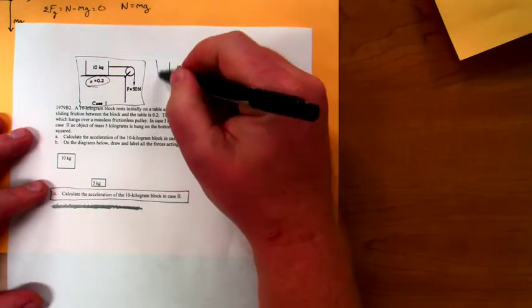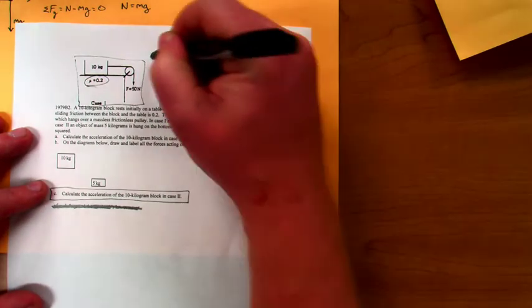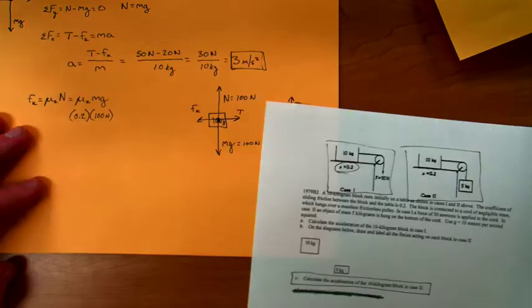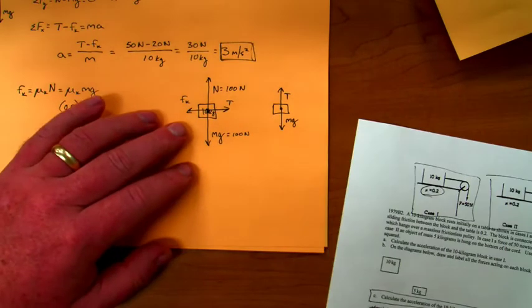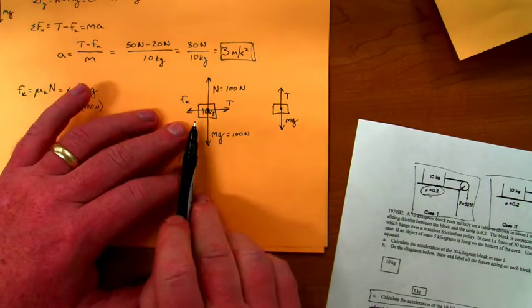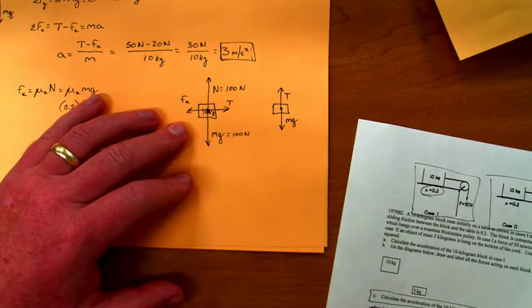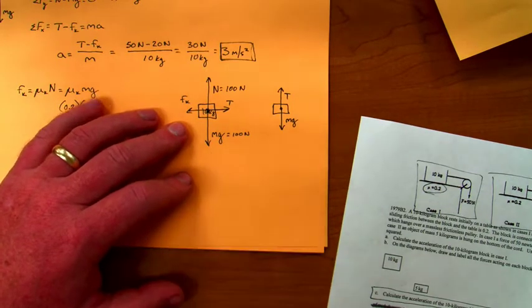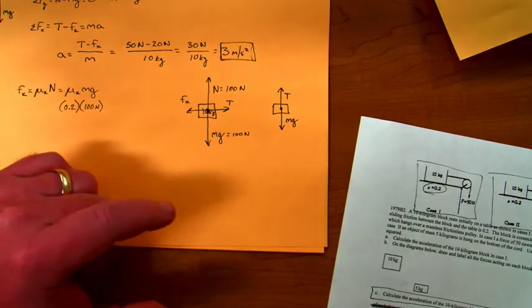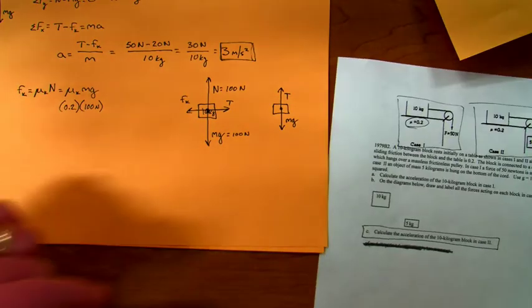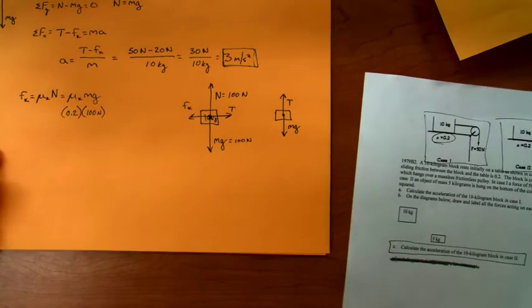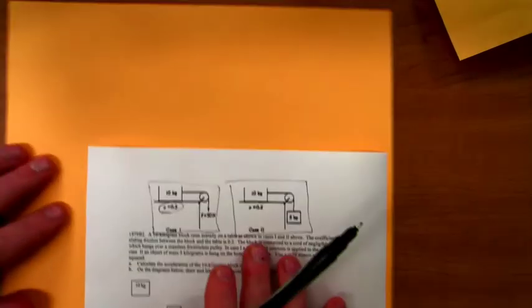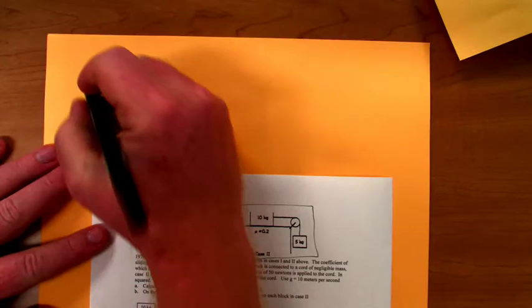Now we're going to look at case 2, where we have two objects in our situation. What I've done so far is write my free body diagram for each block, and the problem wants me to find the acceleration of the 10 kilogram block. I've found it for the first case, but now I have a separate block acting on it, so it's going to be a slightly different situation. For those of you who didn't watch the previous video, I'm just going to redraw my free body diagrams.